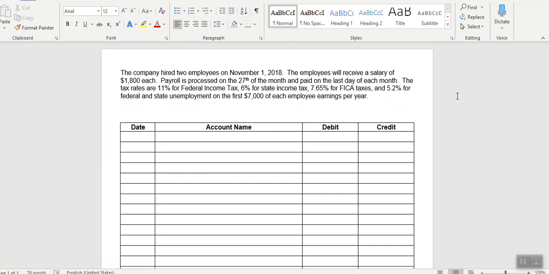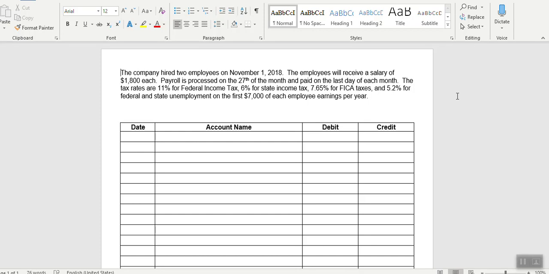So we've got a company that has 2 employees. Employees receive a monthly salary, and that's $1,800 each. It says payroll is processed on the 27th of the month, and then they actually get their paychecks on the last day of each month. And then we've got some tax rates we need to consider.